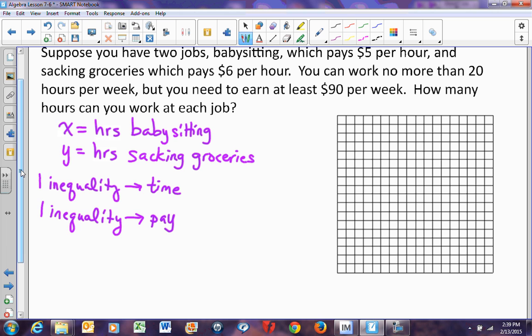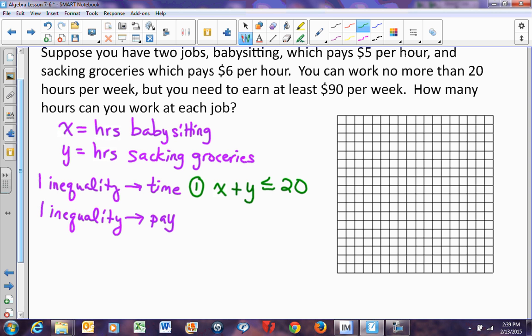I can work no more than 20 hours per week. So for this first equation here, the hours I work babysitting plus the hours I work sacking groceries cannot be more than 20. I can be up to 20, so it's less than or equal to 20 hours. So there's an inequality based completely on the amount of time I can work.